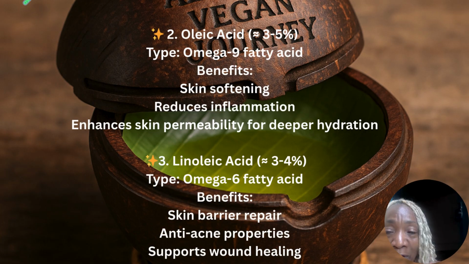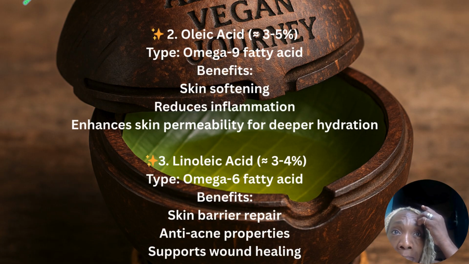The benefits are skin softening, reduction of inflammation, and it enhances the skin's permeability for deeper hydration, which makes this the key component and the reason why castor oil is the oil that actually penetrates deeper in the human skin than any other oil. Then you have linoleic acid, which accounts for about 3 to 4% of the castor seed. It's an omega-6 fatty acid. The benefits are skin barrier repair, anti-acne properties, and it supports wound healing, which are ideal for those autoimmune disease breakouts like psoriasis and eczema.